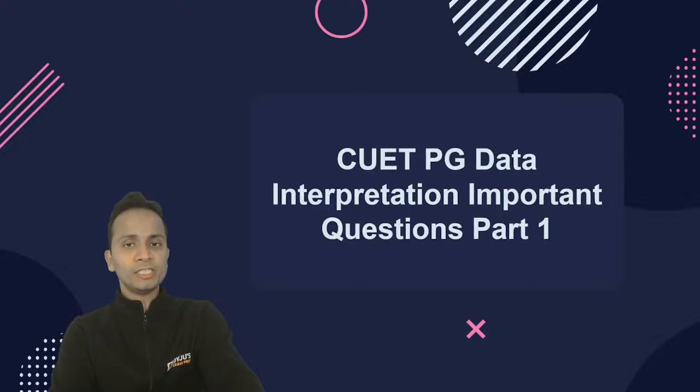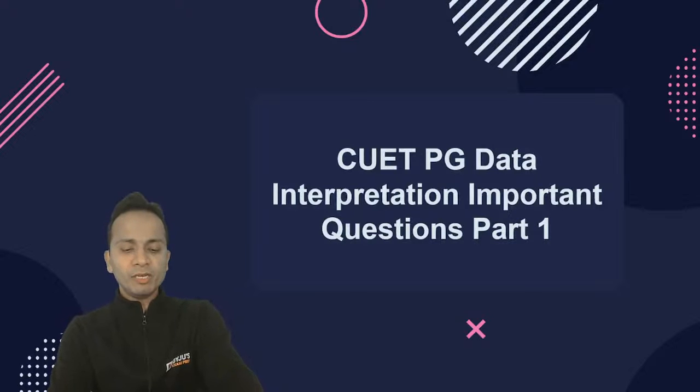Alright, now friends, in today's session we'll be solving some questions on data interpretation that will be very important from the point of view of this examination. The level of difficulty of questions of data interpretation is not very high, and it's just that you need to build up speed in order to tackle as many questions as possible in a given amount of time. So friends, CUET PG data interpretation important questions part number 1. Let's begin solving these questions.